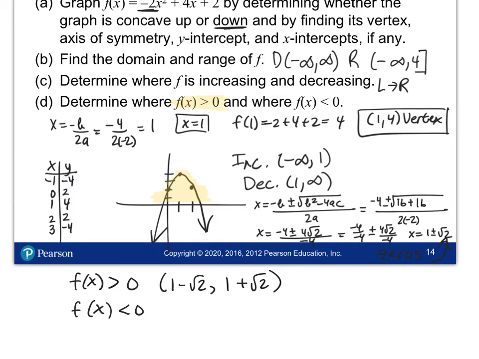And f of x is less than 0 when it's below that, so from -infinity up to 1 minus the square root of 2, and then again from 1 plus the square root of 2, the x-intercept, up to infinity. Or really, I should say down, because it's going down. But anyway, so that's where it's greater than 0 or less than 0.